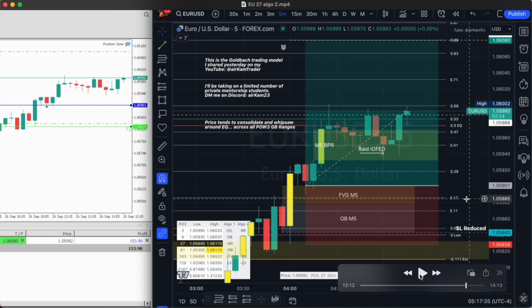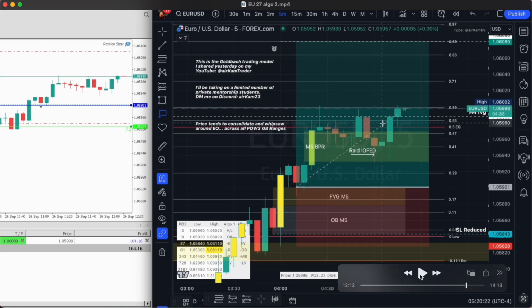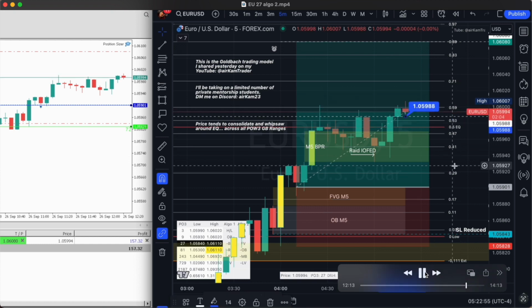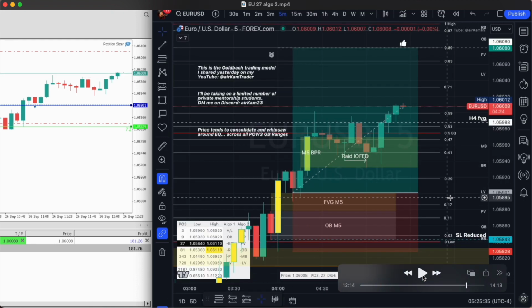So we broke above. Where does the candle close? There we go. And we close above the H4 fair value gap. There you go. Equilibrium, showing you that the Goldbach levels are a real thing. And now the low of that candle is the bottom of the fair value gap. So moving nicely now.